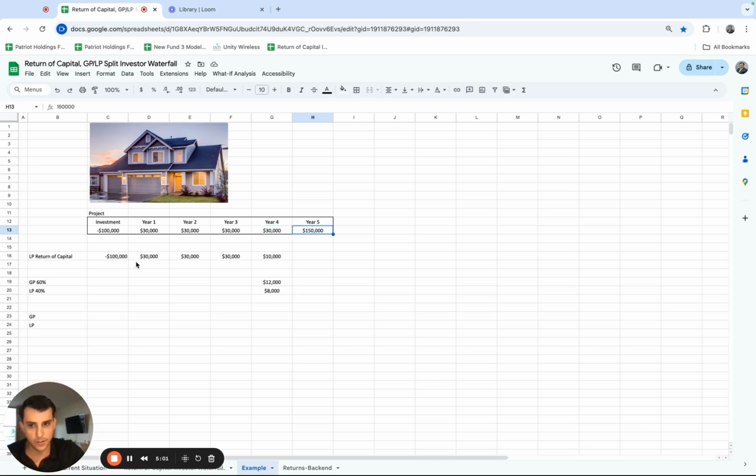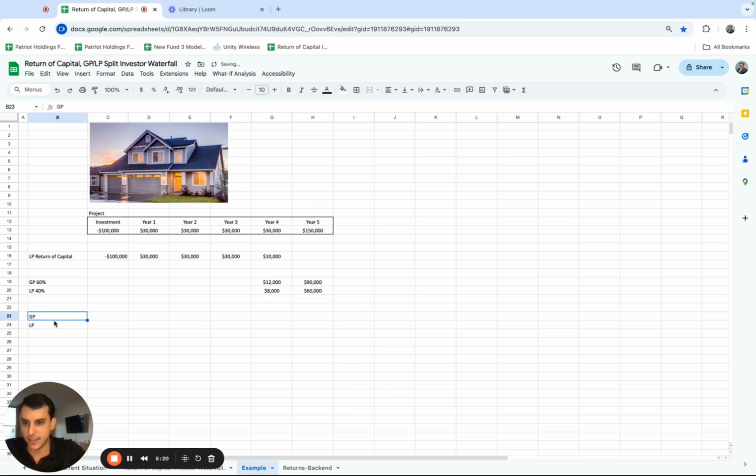If you think about it, return of capital already happened. LP's been paid back. This 150 no longer goes to this tier. It goes straight to the split. And once again, for the 150, it's going to be 0.6 for the GP, and it's going to be 0.4 for the LP.